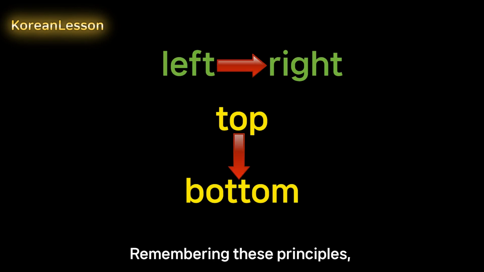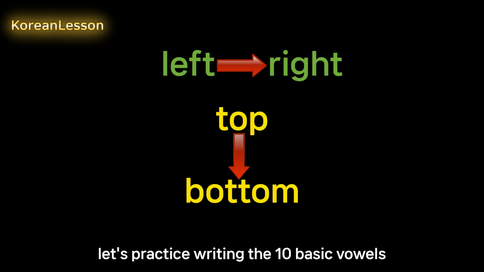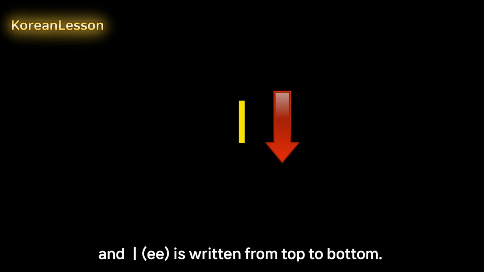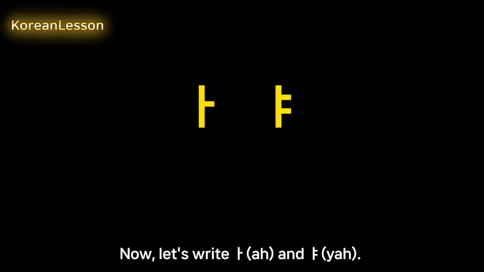Remembering these principles, let's practice writing the 10 basic vowels. Make sure it is written from left to right, and E is written from top to bottom. Now, let's write ah and ya.